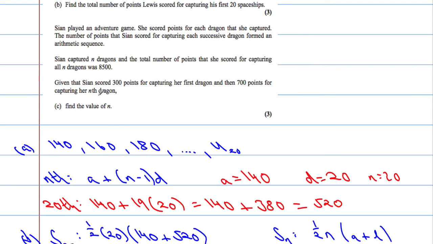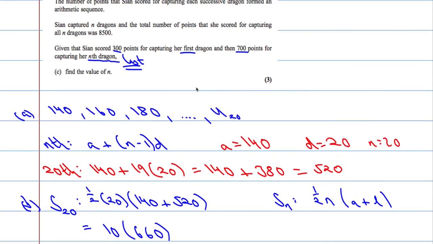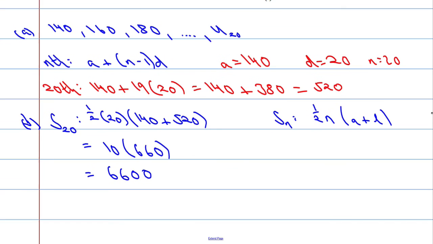Well, the nth dragon is just another way of saying the last dragon. 700 points for the last dragon, 300 points for the first dragon. Calculate the value of n.